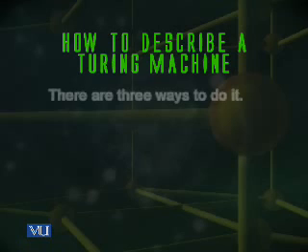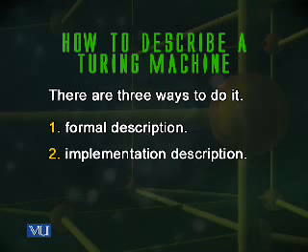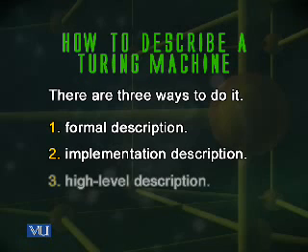Our next topic is how we will describe Turing machines in this course. There are three ways to do it. One is a formal description of a Turing machine. The second is what we'll call the implementation description of a Turing machine. The third is a high-level description of a Turing machine. Let us look at a few examples of how this is done.